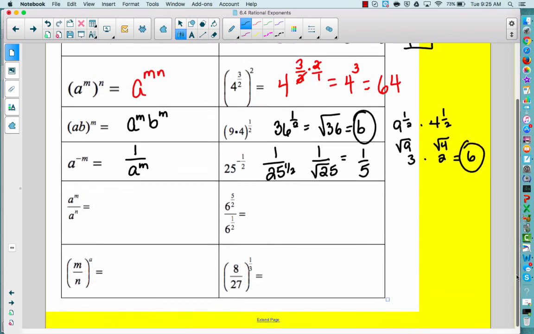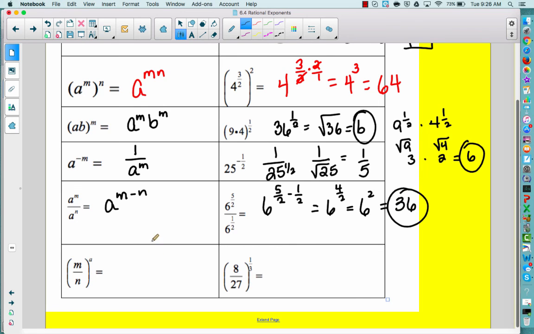Okay, a few more. All right, a to the m over a to the n. Remember I said bring the smaller to the larger and subtract. So to the m minus n. So we have 6 to the 5/2 all over 6 to the 1/2. That's going to give me 6 to the 5/2 minus 1/2, which is 6 to the 4/2, which is 6 squared. 6 squared is 36.